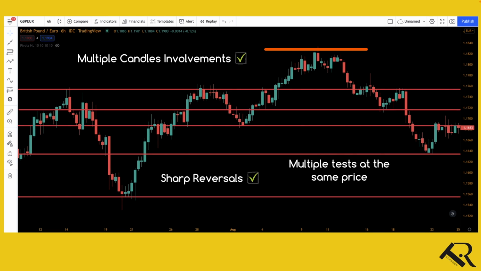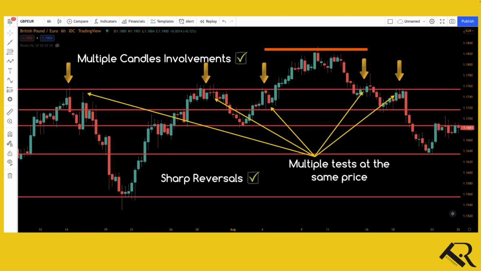Finally, the third rule was that when you see multiple testing of the same price at different times, you have hit a strong support or resistance line. Look at these 5 locations. They all hit the same price with a very minor tolerance. This is a very bright sign that we have hit a critical region here.